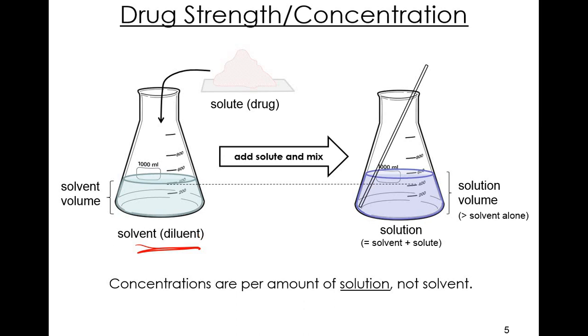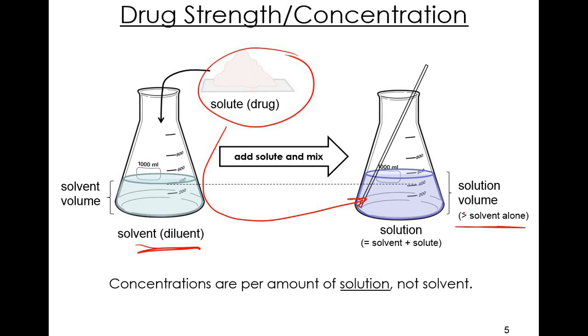Here the picture shows a solid drug up here that's dissolving in a solvent. When the solute and the solvent are combined, they form a solution. The solution has a greater volume than either the solute or the solvent starting volumes. To describe the drug strength of a medication, we usually report the amount of drug in comparison to the total amount of solution. So this amount relative to this amount.